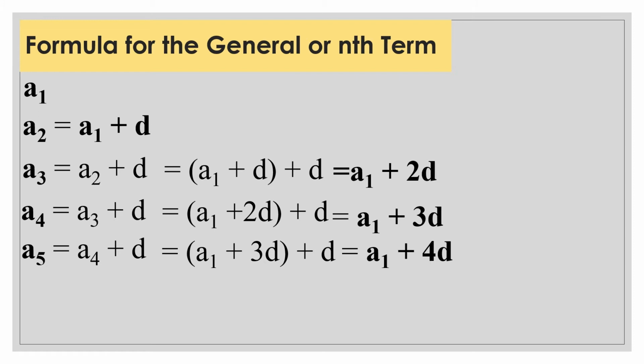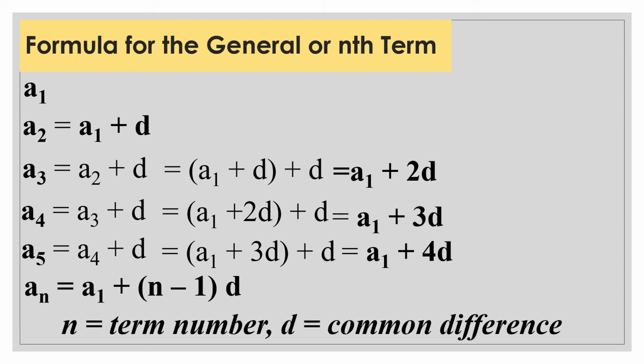Based on the obtained formula of the previous terms, we can see that we always add the first term to the product of the previous term number and common difference d. So the formula of the nth term is the first term plus n minus 1 multiplied by d, the common difference, where n is the term number and d is the common difference.